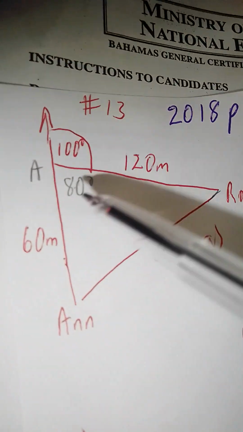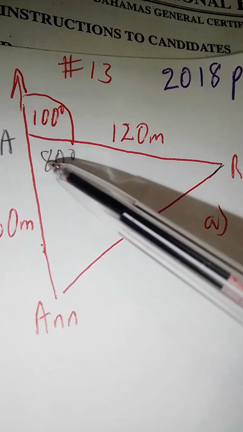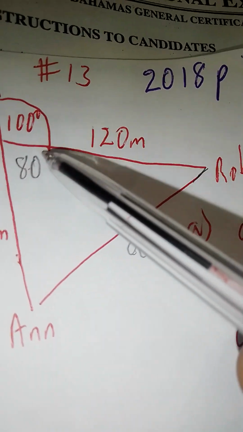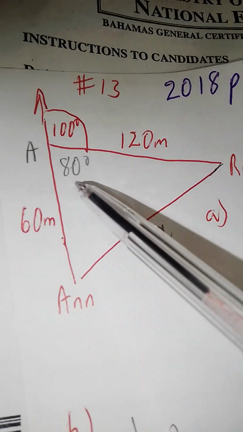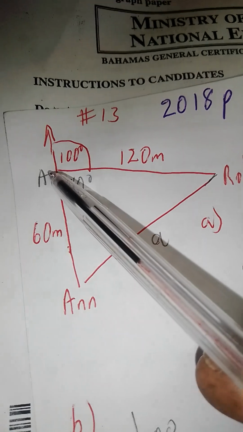Now, I'm going to go to this diagram here. If this is 100, this must be 80 degrees. Angles on a straight line, or supplementary angles, add up to 180, right? This is 80. I'm going to call this side A. Why am I calling this side A?